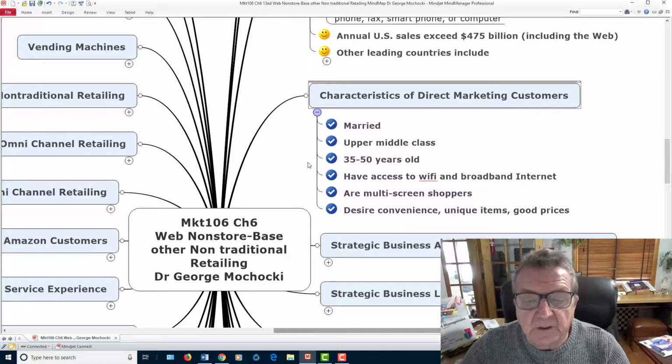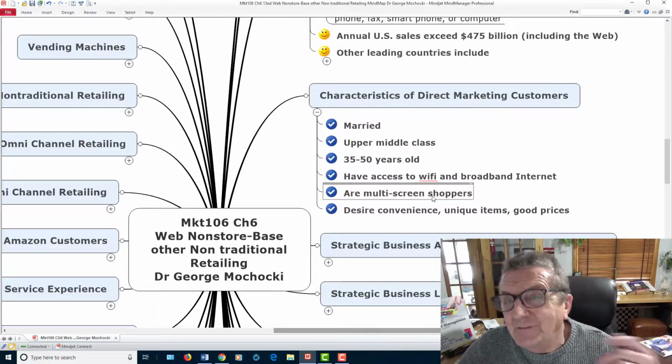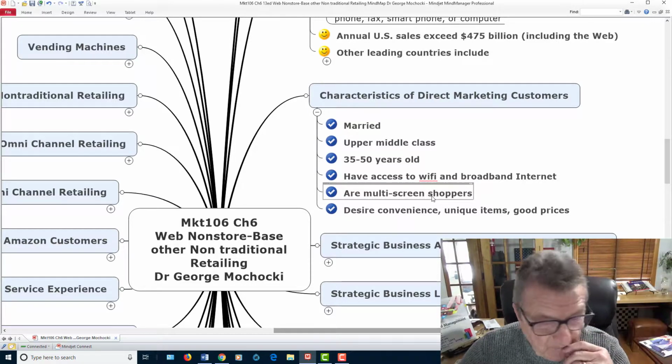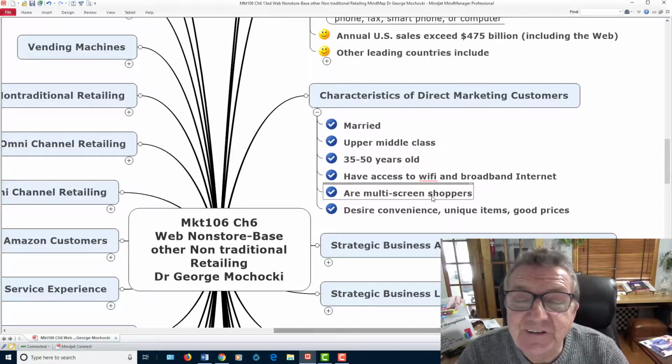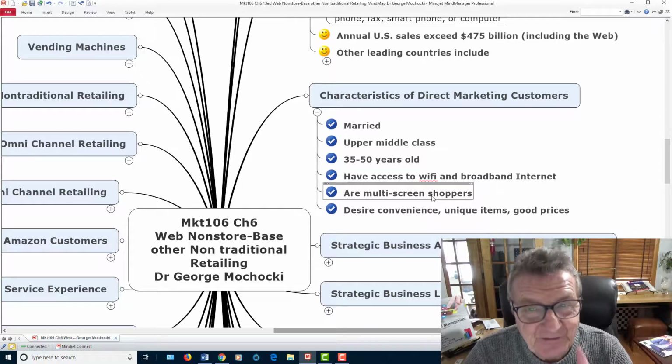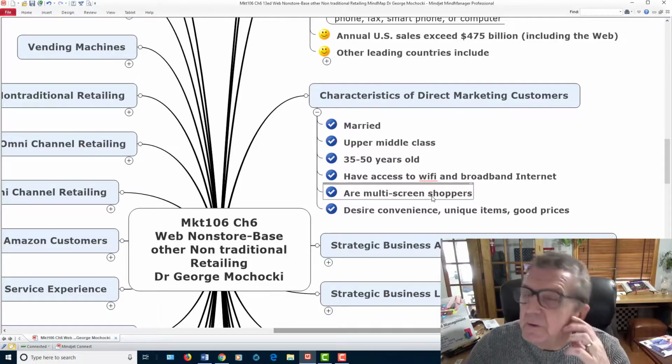Okay, so they're married, upper class, 35 years old. Most have Wi-Fi. Most have smartphones and are multi-screen shoppers. That's why we talked about something like a Samsung Fold, because you could have three screens at the same time. It makes you multitask. But remember, research has found that if you're multitasking, you can't focus. You really do one thing at a time.